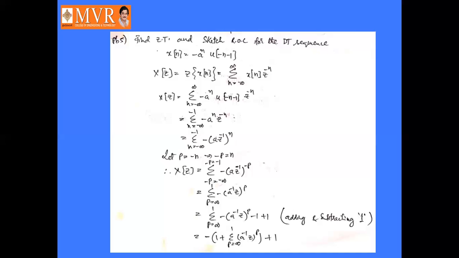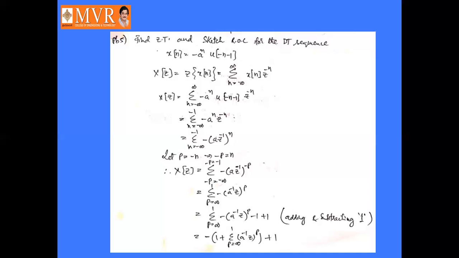Its value is 1. Okay, u of minus n minus 1 means from minus infinity to minus 1, its amplitude or its value is 1. So the sum from minus infinity to minus 1 will become minus a power n into 1 into z power minus n. Or we can write this as sigma n equal minus infinity to minus 1 of minus a into z power minus 1, whole power n, right?